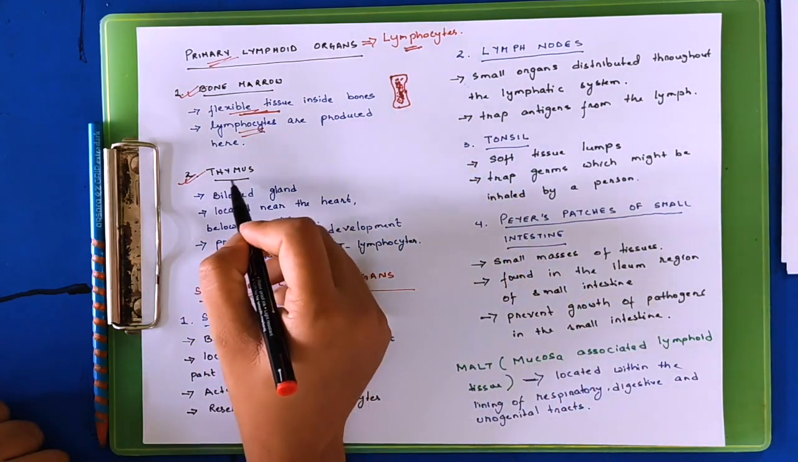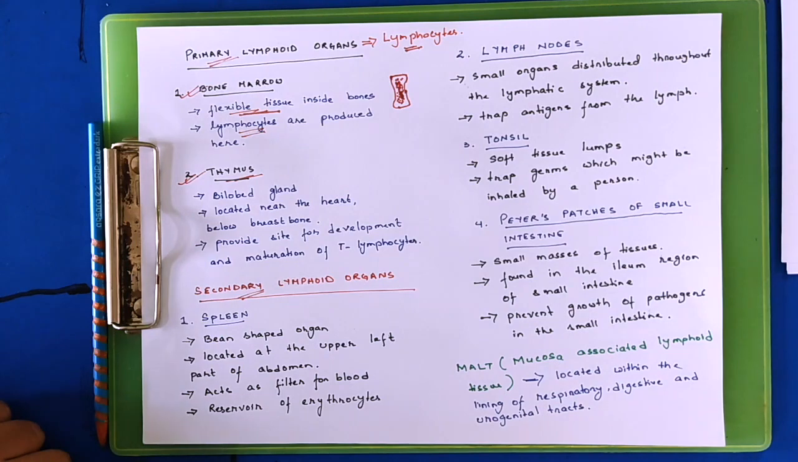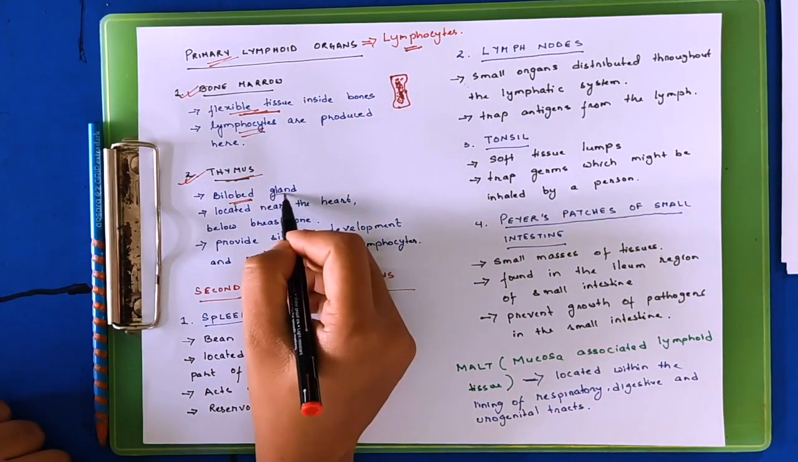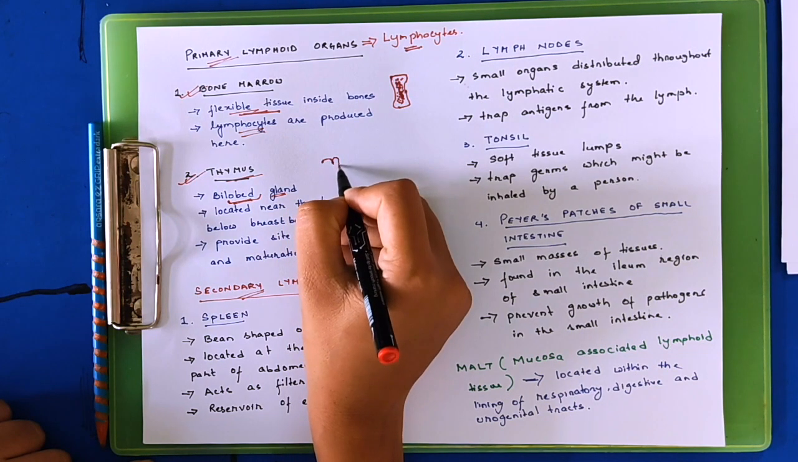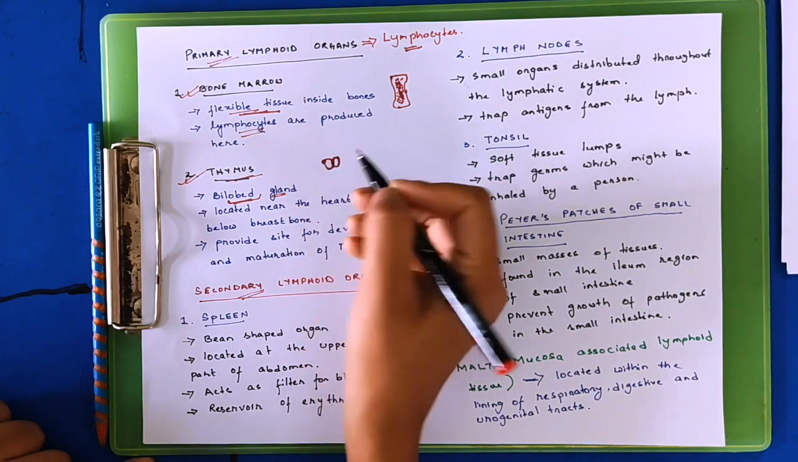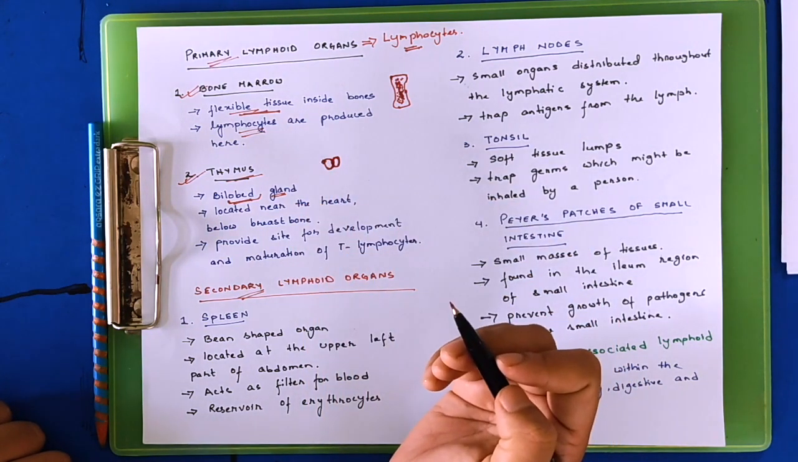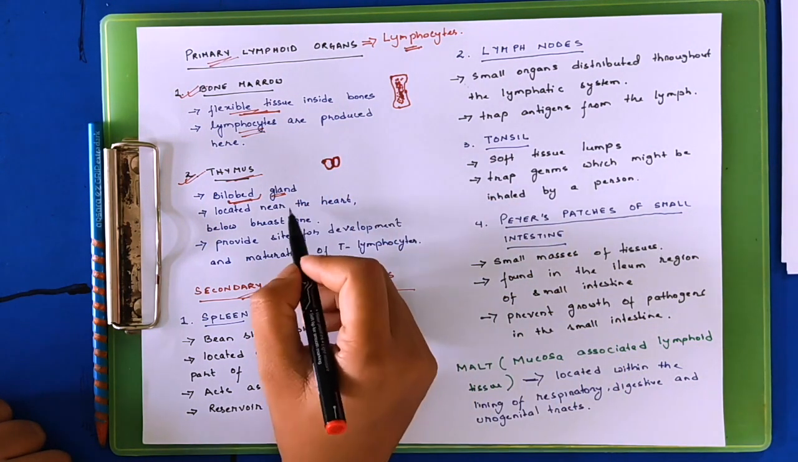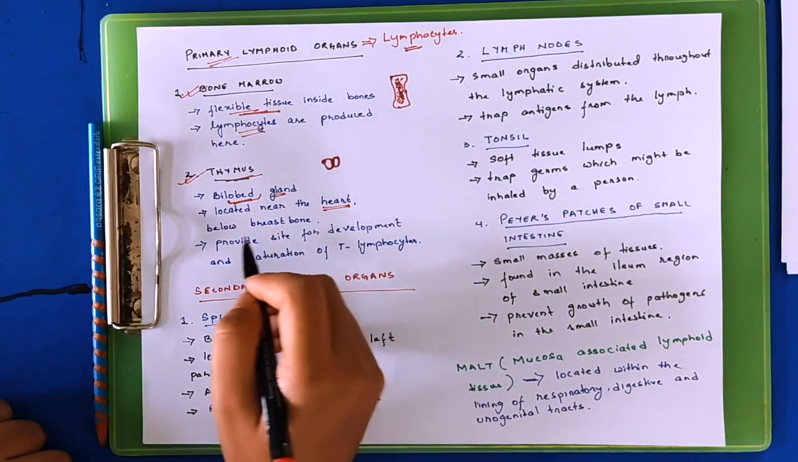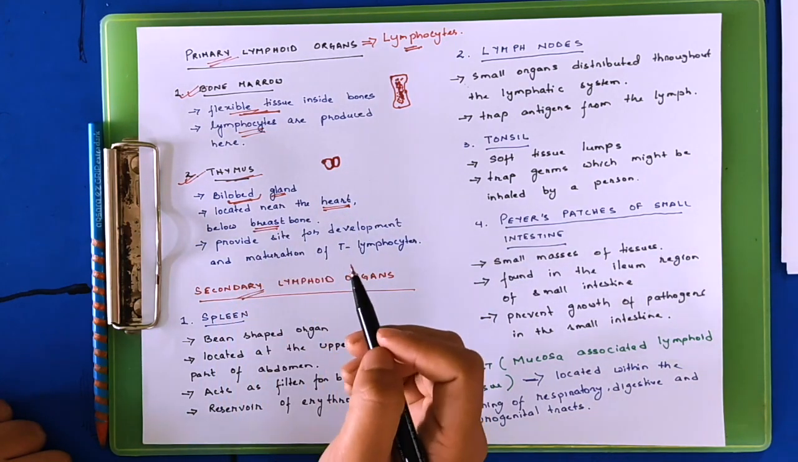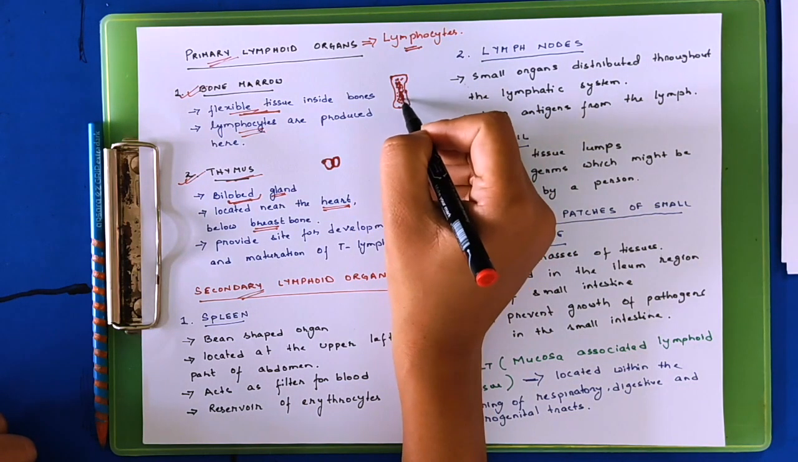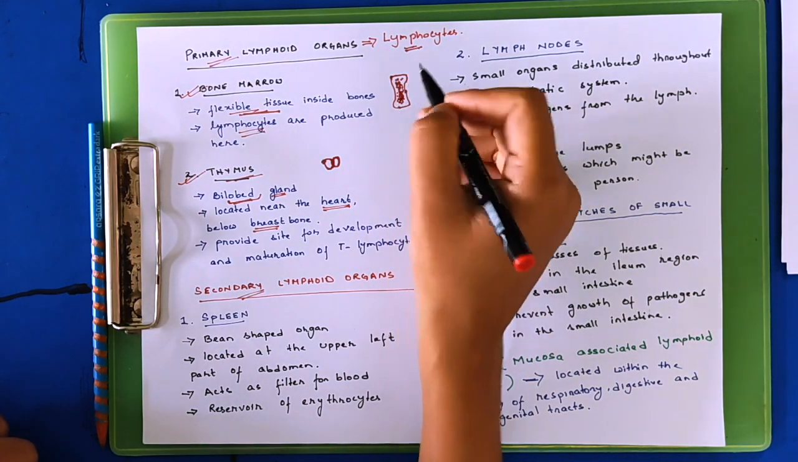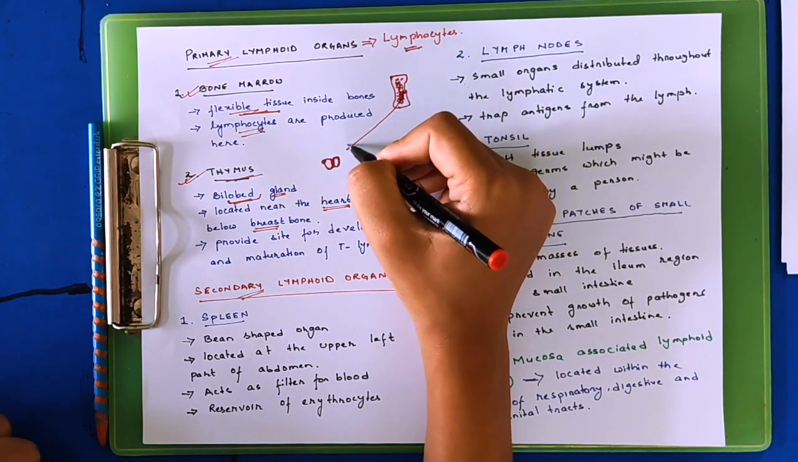And next, the thymus. The thymus is a bilobed gland structure. It is located near the heart, below our breastbone. Thymus function: lymphocytes produced in the bone marrow will be sent to the thymus.